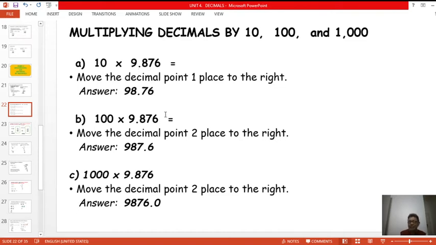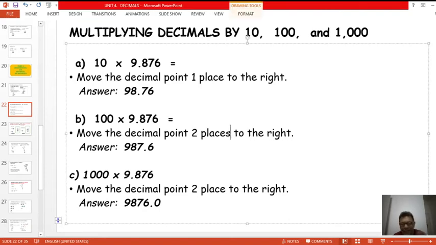Using the same problem, we have 100 now as our multiplier. So 100 times 9.876. If you have 100, move the decimal point 2 places to the right. So here is your decimal point, move 2 decimal places, 1, 2. That's how you get 987.6.